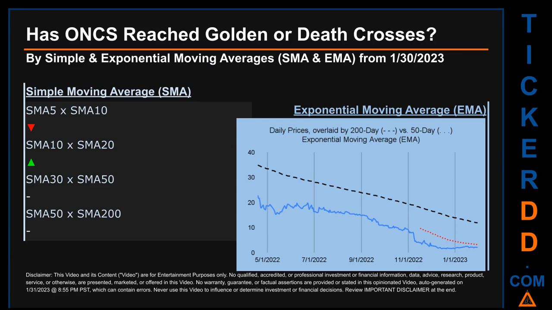Has ONCS price reached golden or death crosses? Golden cross and death cross are basic signals that compare average prices across two specified trade day ranges, a short-term versus a long-term range. For example, 5-day versus 10 trade days. Essentially, a golden cross is a bullish signal. It appears when a ticker's short-term moving average crosses above its long-term average. Vice versa, a death cross is a bearish signal when the short-term crosses below its long-term moving average.